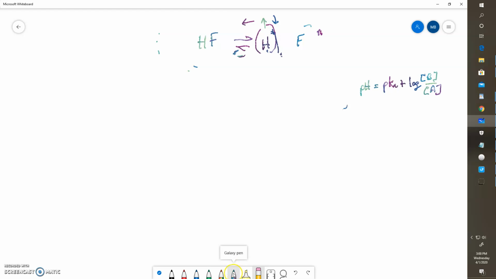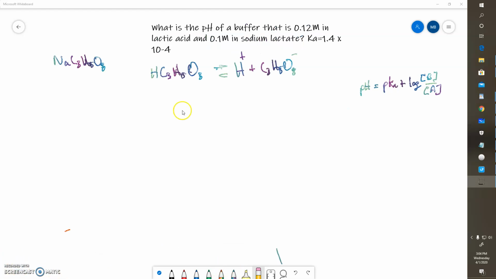Okay, let's look at a problem. I was tired of hydrofluoric acid, so I'm changing it to lactic acid. What is the pH of a buffer that is 0.12 molar in lactic acid and 0.1 molar in sodium lactate? Ka of lactic acid is 1.4 times 10 to the minus fourth.